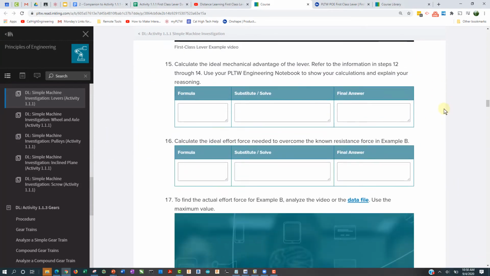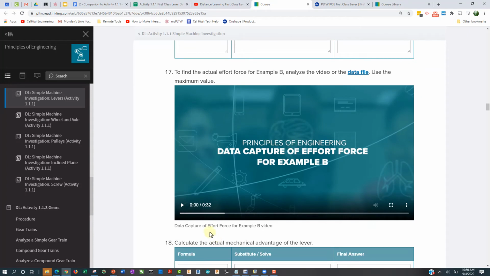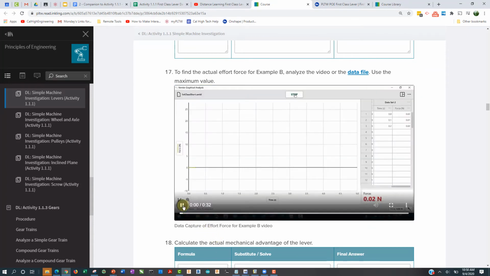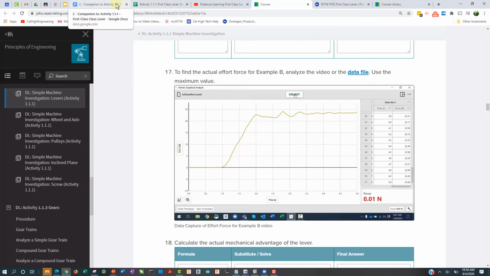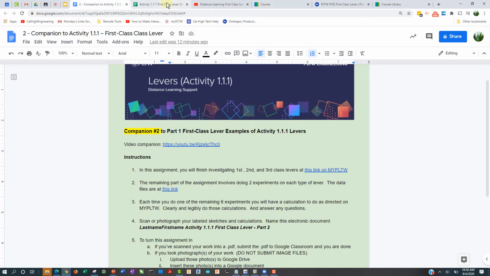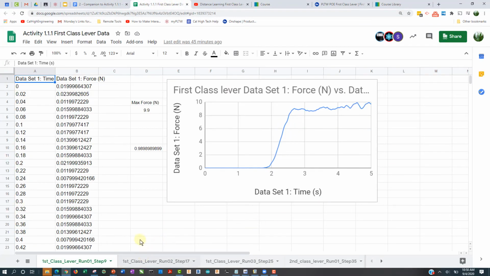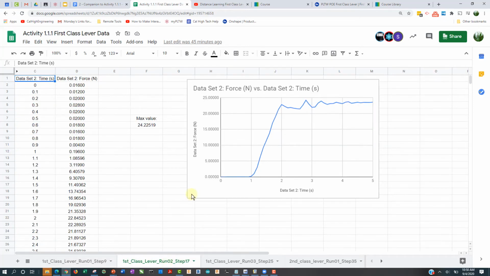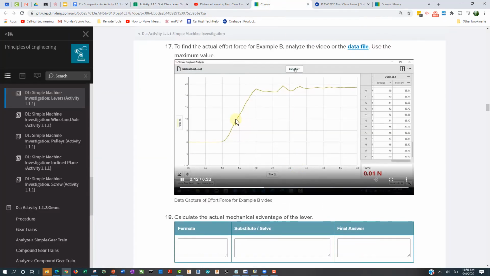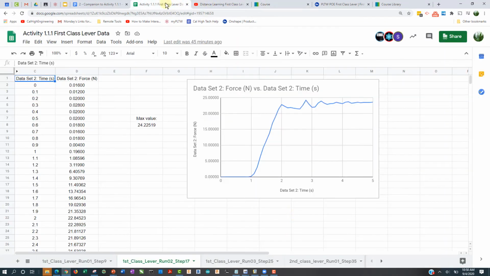Now let's come down a little bit. 17. All right, for 17, if we were in the lab, we would see this on the screen, and wonderful. But we're going to use the data file. So again, if you click on this link right here to get the data file, you'll get this graph. It says first class lever run 2, step 17. So if you come back here, you'll see that, yeah, this is step 17. So this is our data file right here.